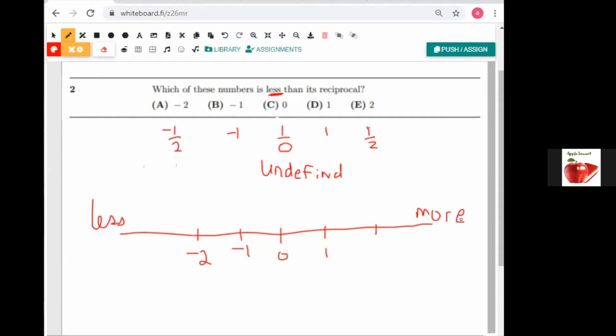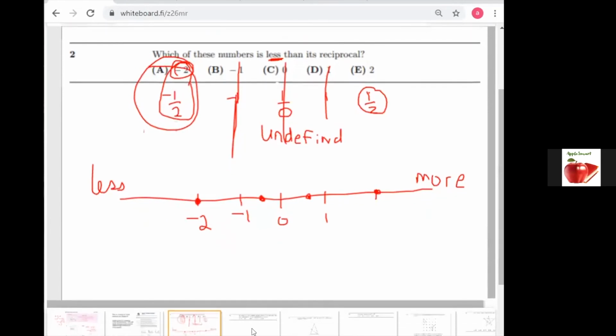More. Okay. So comparing 2 and -2. -2 is here. And -1/2 is here. So which one is less? -2. -1 and -1, well, that's the same. This one is undefined, so it doesn't count. 1 and 1 are the same, and 2 is here, and 1/2 is here. So this one is less. So what's the answer? A. All right. Kind of fun. I like math.